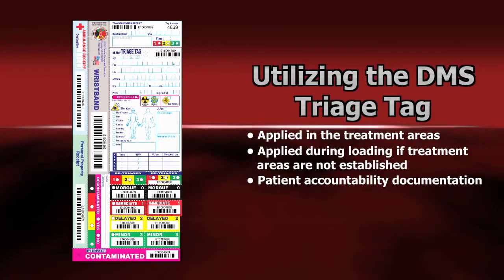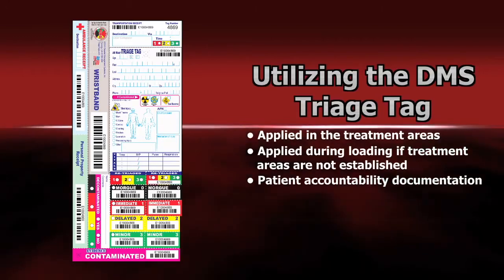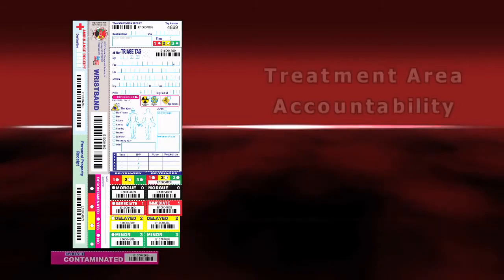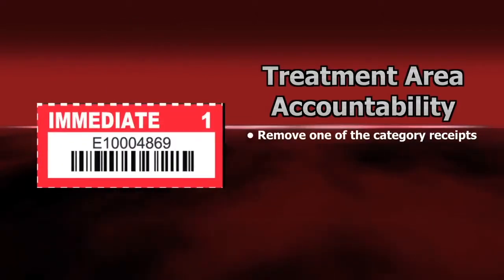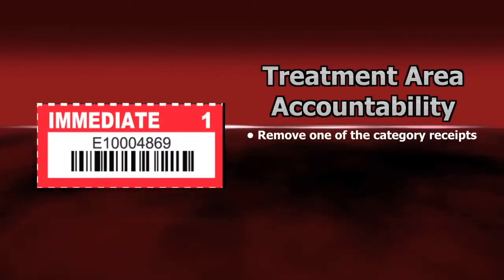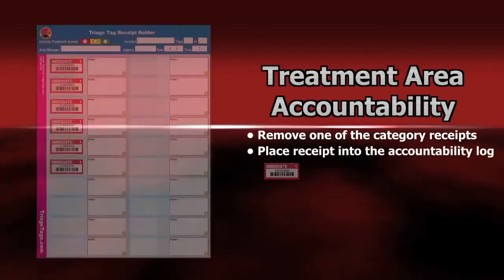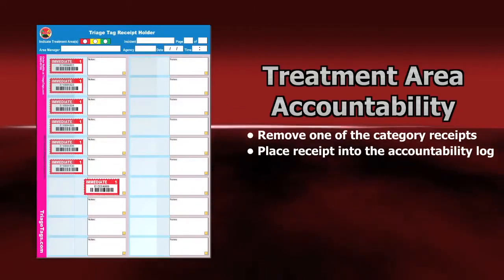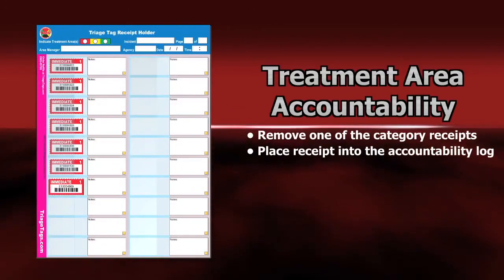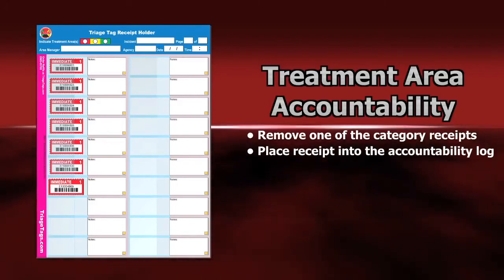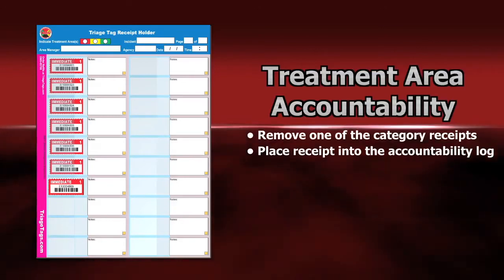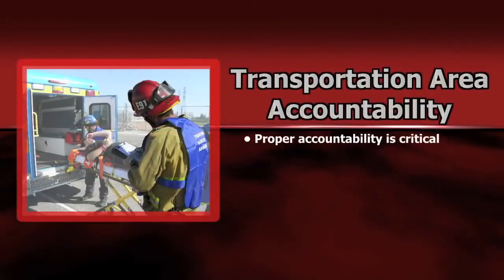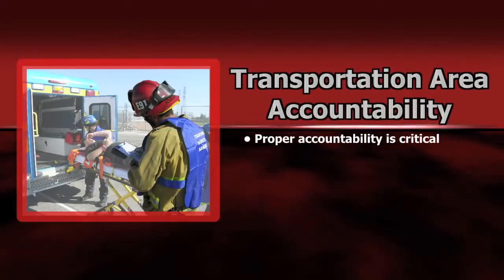Patient accountability is achieved in the treatment areas, if established, by removing the outer colored category receipt that matches the patient's triage category. The receipt is placed in an accountability log sheet by the treatment area manager. The unique number on the receipt matches that of the triage tag, allowing the area manager to have a complete record of all patients that entered the treatment area. Proper patient accountability in the ambulance loading area is critical for ensuring accurate bed availability counts and patient tracking.